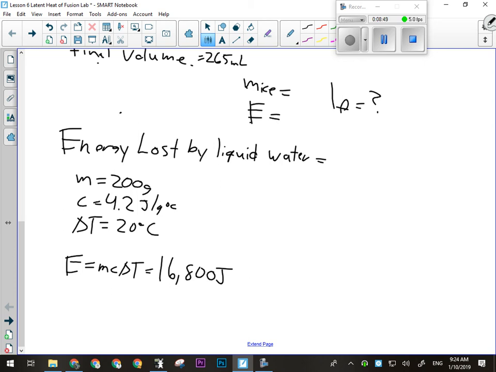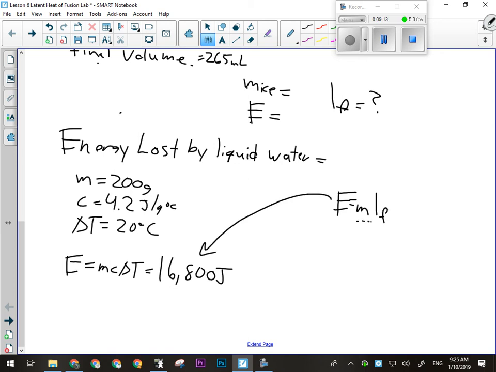Okay, so here's where the law of conservation of energy comes in. If that was lost by the water, it was gained by the ice. Now the next part is I've got to use E equals MLF to calculate the latent heat of fusion for ice. I know this number here, E, is 16,800.